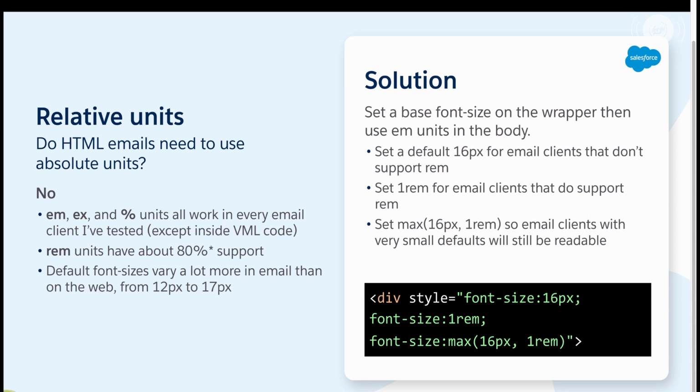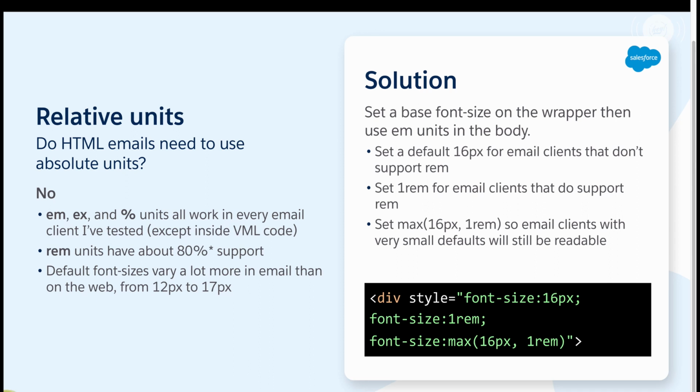The one exception that I have found is inside VML code. So VML code is some code that we can use inside of the MSO Outlooks. I'm going to talk about it a bit more later, so we'll just skip over that for now. So em units, yeah, we can use those everywhere. Rem units for the root font only have about 80% support, so it's still pretty good, but it's not quite full support, so we can't use them reliably throughout the whole email. But we have got workarounds.